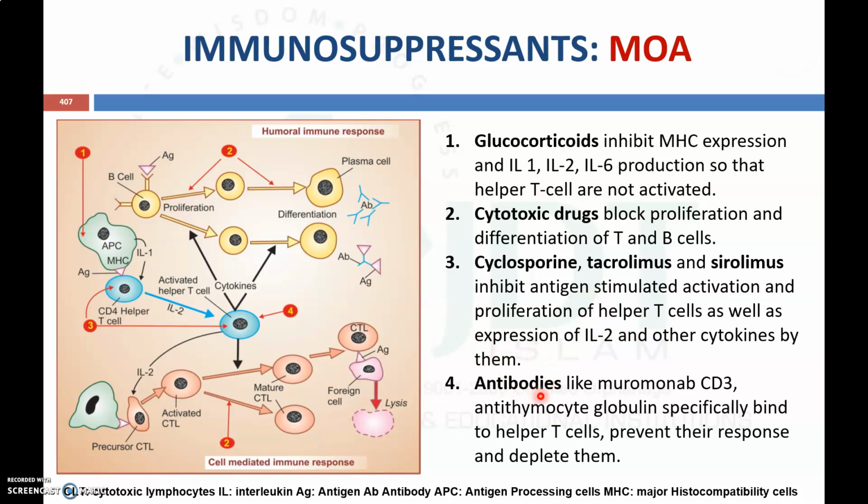Now coming to the antibodies like muromonab-CD3 as well as anti-thymocyte globulin, they specifically bind with the helper T cells, so that they inhibit the secretion of interleukin as well as cytokines. As we mentioned before, cytokines stimulate the proliferation of B lymphocytes as well as the activation of cytotoxic lymphocytes. So this is the immunosuppressant action in general.